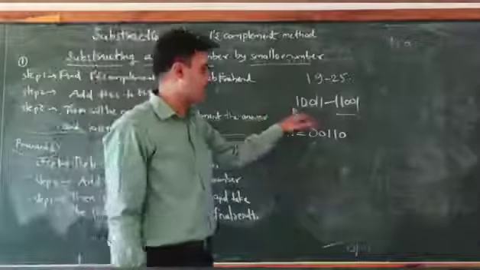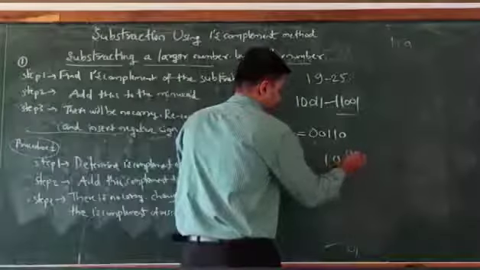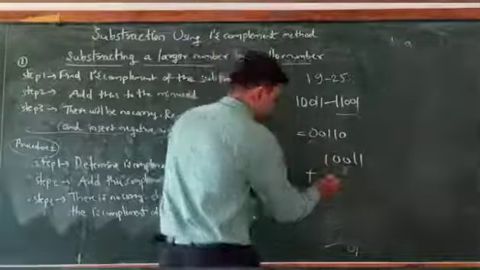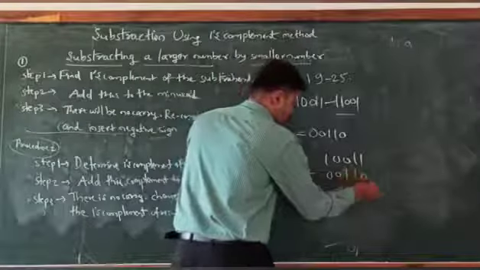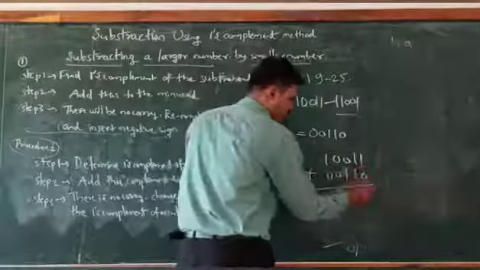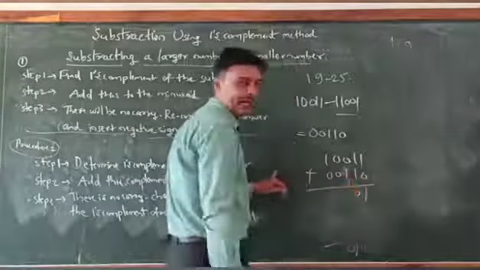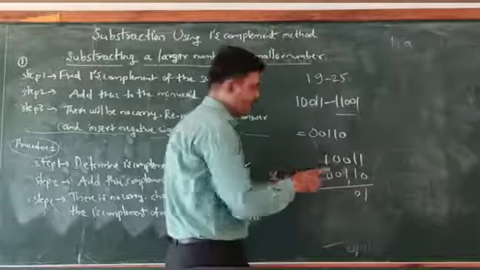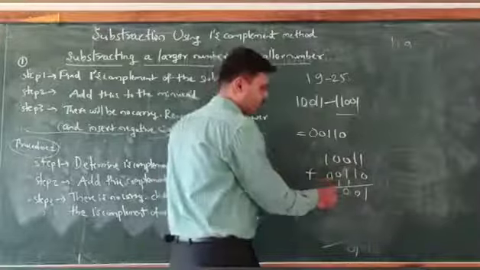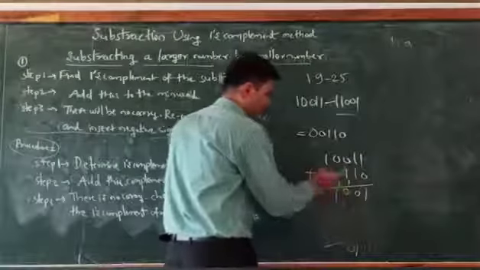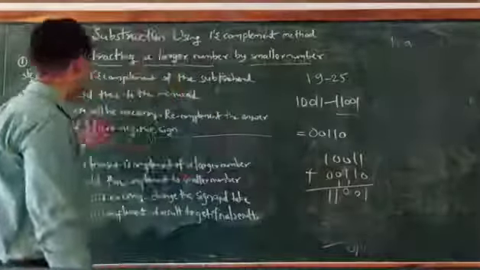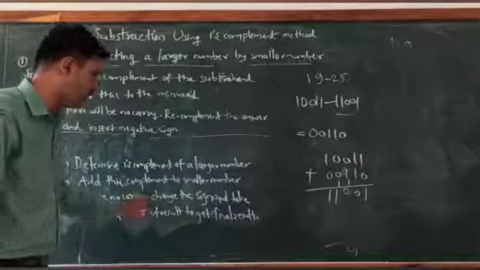Add this complement to the minuend, the small number. The small number here is 1 0 0 1 1, plus the complement 0 0 1 1 0. Add these parallel digits. 1 plus 0 is 1, 1 plus 1 is 0 carry 1, 0 plus 1 plus carry is 0 carry 1, 0 plus 0 plus carry is 1, 1 plus 0 is 1. There will be no carry.